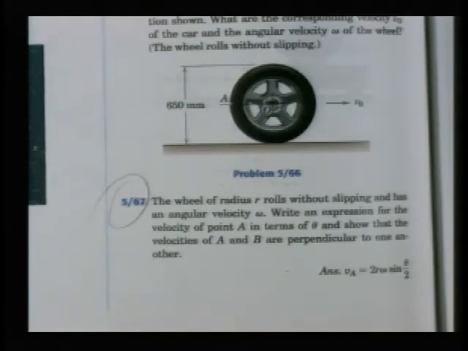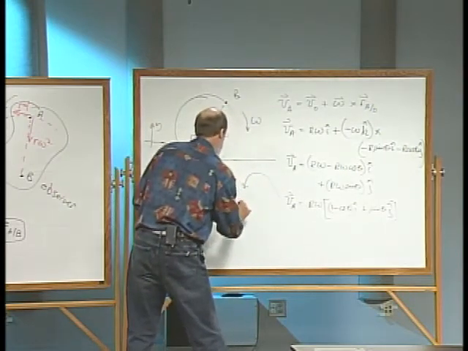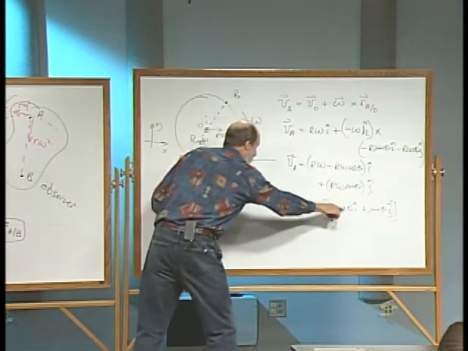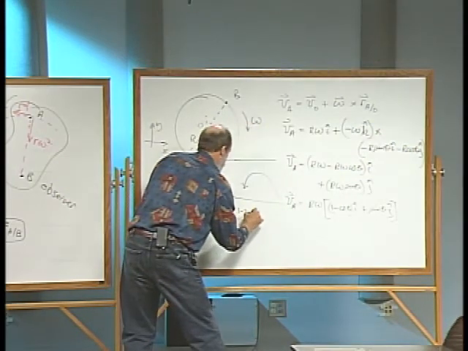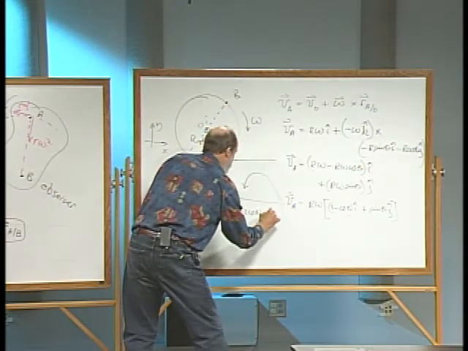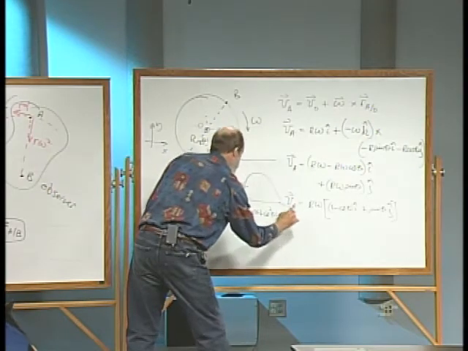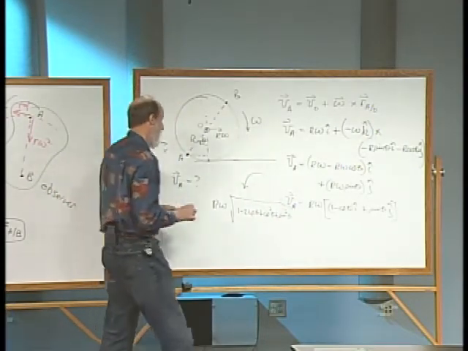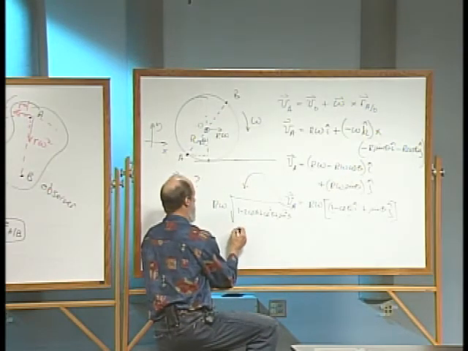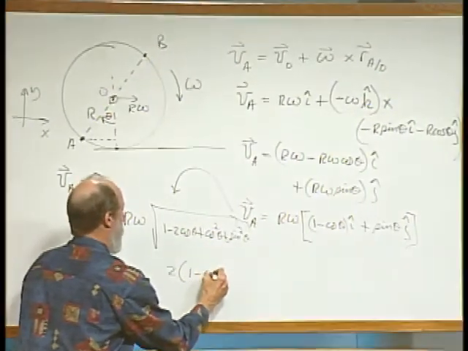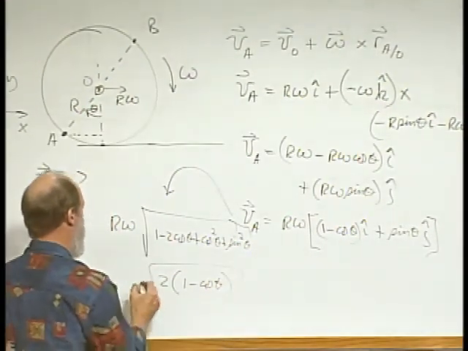So if we want the magnitude of this, we end up with R omega, and then we need to figure out the magnitude of those terms in that vector. We have the square of this, which is 1 minus twice cosine theta plus cosine squared theta plus a sine squared theta, which is plus 1. So it's going to be 2 minus 2 cos theta, which is 2 times 1 minus cos theta left inside the radical.